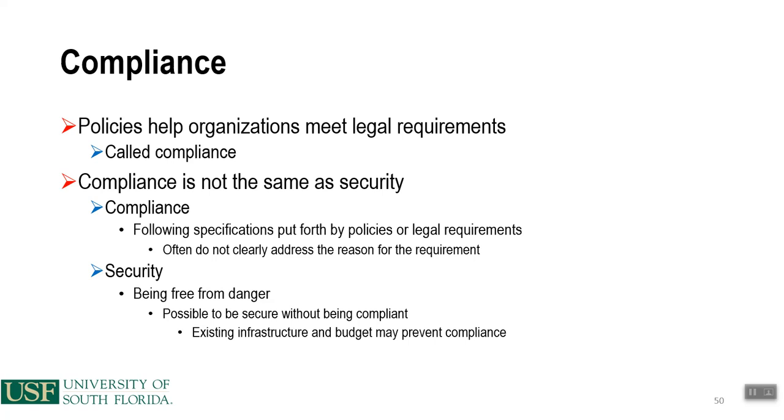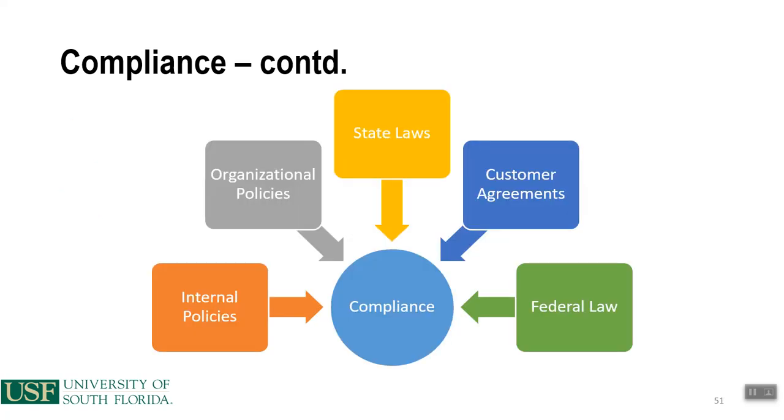Compliance is simply following the specifications put forth by policies or legal requirements, and often does not clearly address the reason for the requirement. Security is being free from danger. It's possible to be secure without being compliant. So you may not actually be compliant, but you want to make sure that you're secure. Existing infrastructure and budget may prevent compliance. So if we look at what compliance is composed of, there's internal policies, organization policies, state laws, customer agreements, and federal law. You must be compliant with all of them accordingly.